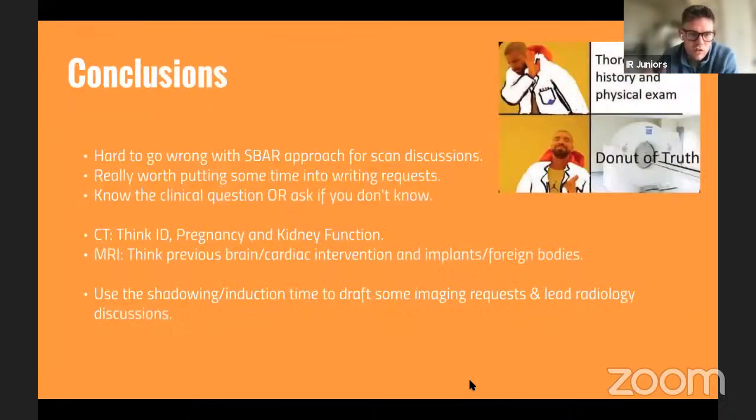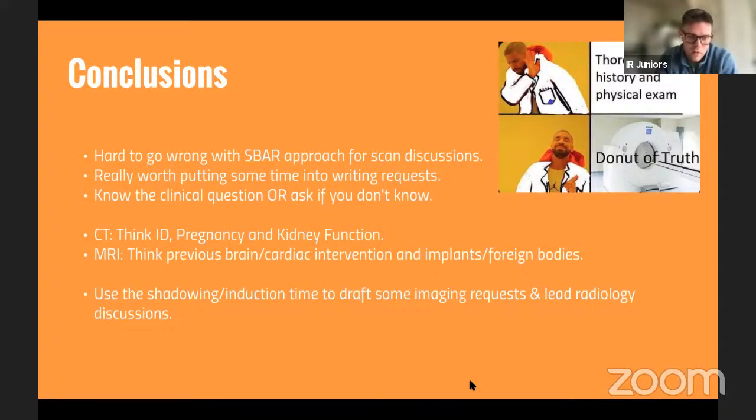So the conclusions here are that it's hard to go wrong with your discussions with radiology if you use an SBAR approach. And I think Matt has said that too. It's really worth putting some time into writing your requests, because that can be the framework off which you then have your discussions. And if you don't have a clinical question in mind for your scan request, then obviously ask your team. For CT, the things that are important are, think ID, so make sure it's the right patient. Rule out pregnancy where appropriate and have a look at their kidney function. Think about pre and post hydrating if needed. MRI, previous brain or cardiac intervention, and particularly if there's any metalwork, implants and foreign bodies, as we talked about.